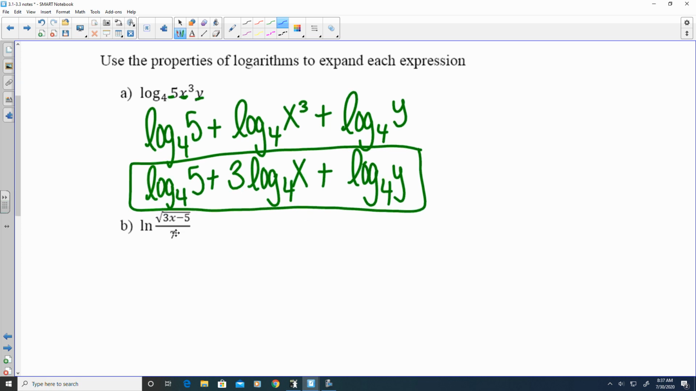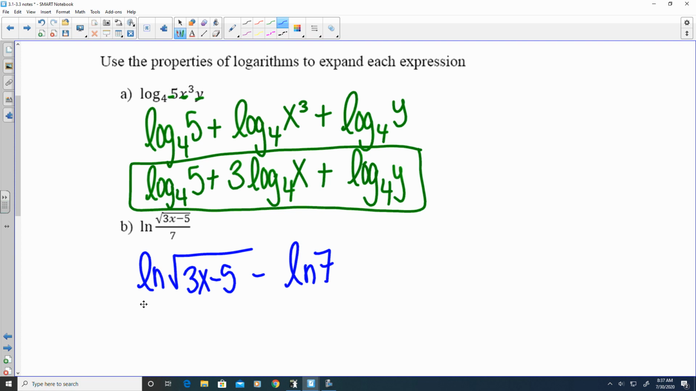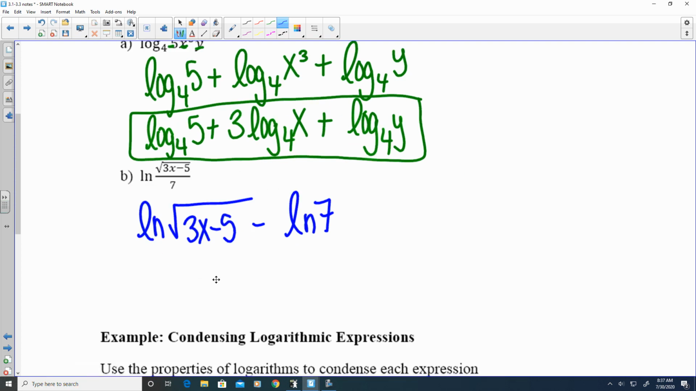Okay, letter B. I have a square root on top divided by 7. If I see division, my instinct immediately is to turn that into subtraction. So that's what I'll do first, and then we'll do more simplifying if we need to. Okay, so we have two terms now. But that square root's there, and I feel like that shouldn't be there. I feel like there's something we can definitely do for that.